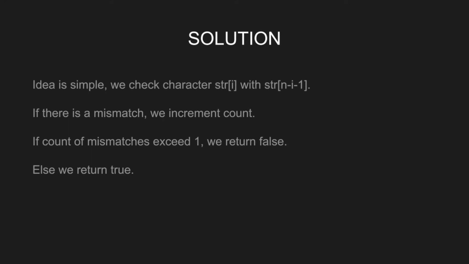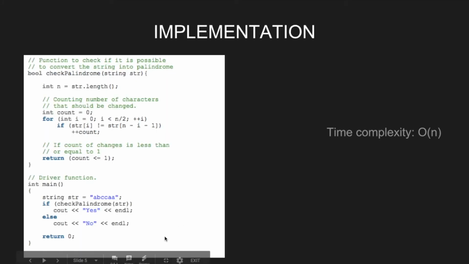Idea is simple. We check the character string[i] with string[n - i - 1]. If there is a mismatch, we increment the count. If count of mismatches exceed 1, we return false, else we return true.